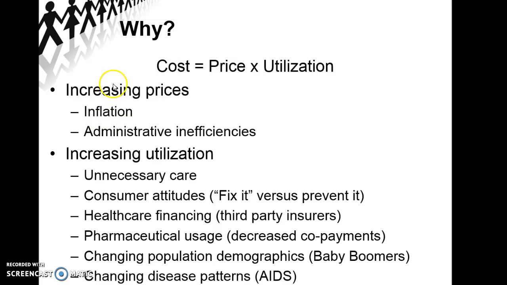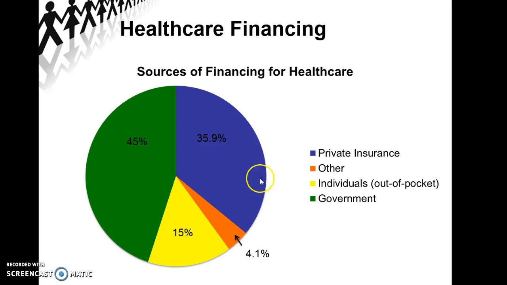So inflation causes prices to increase, and so do administrative inefficiencies, and these are other reasons. All right, this is who insures us. 45% of us are insured by the government: Medicare, Medicaid, Title 19, that kind of stuff. 35% of us have other insurance. 15% of us pay out of our pocket, and 4% of us have other.